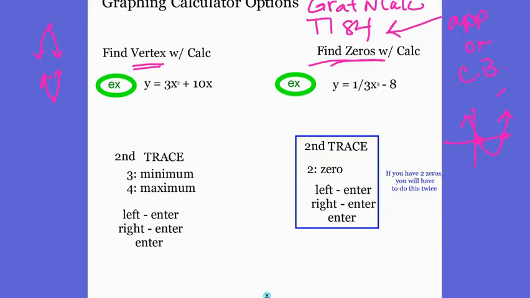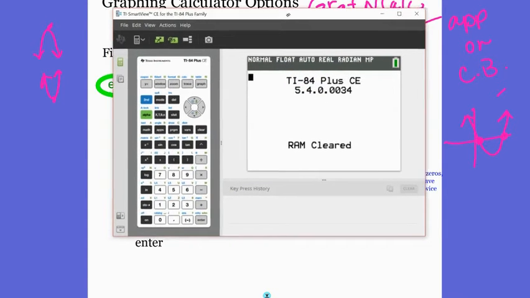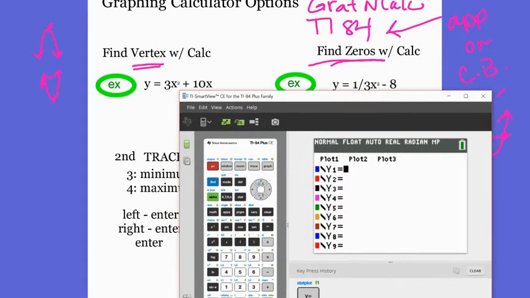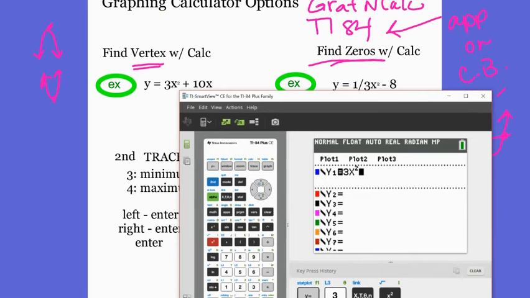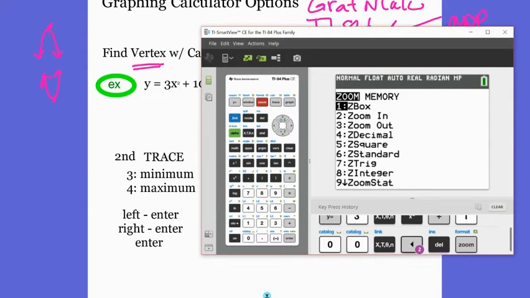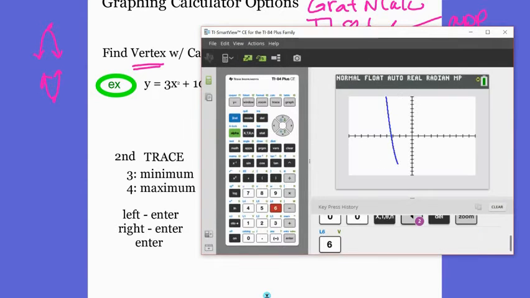So I've got my example, 3x squared plus 10x. So let's try with this first to find the vertex. In your Y1 button, you're going to type 3x squared plus 10x. Okay. Oops, that's 100x. Delete, delete, delete. Okay, plus 10x. And when you want to see these, I usually go to Zoom, which tells you how to do the window. Zoom 6 is my favorite, because it's a standard zoom. And I can see my parabola here, looks good. And I can tell the vertex is down there.